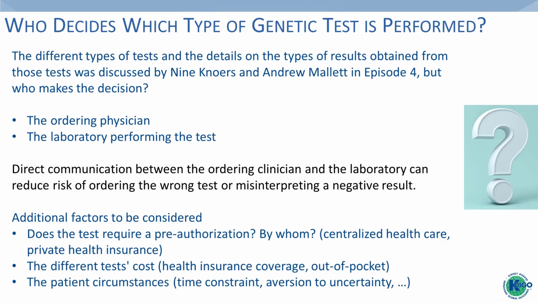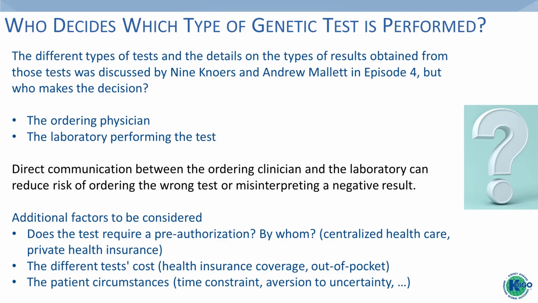The next question also pertains to genetic testing, but it's not about who can or does order it, but also who decides which type of test is actually performed. The different types of tests and the details of the results you can expect were discussed by Nina Knoers and Andrew Mallet in episode 4. But actually, who makes the decision of which technology is used?